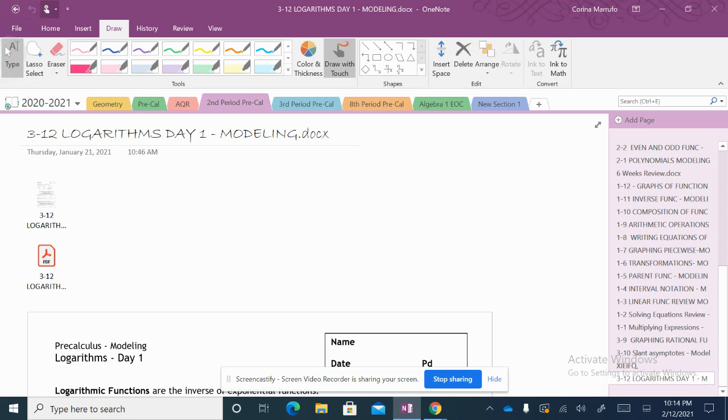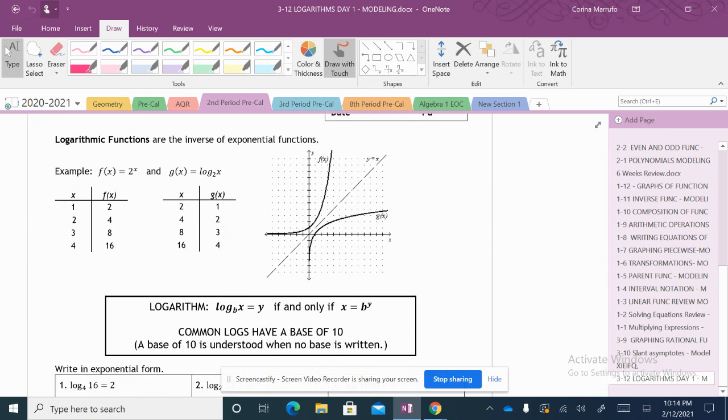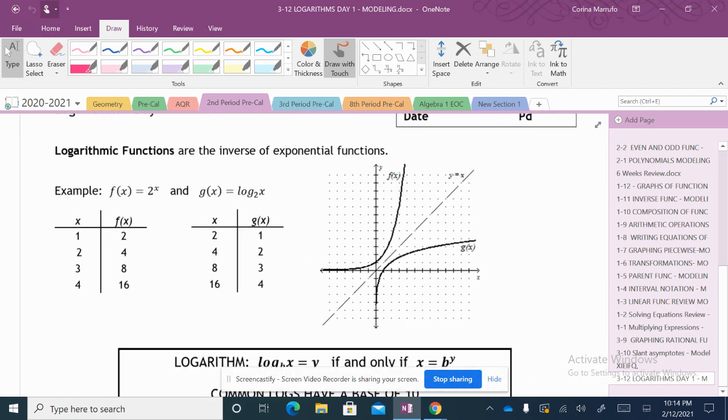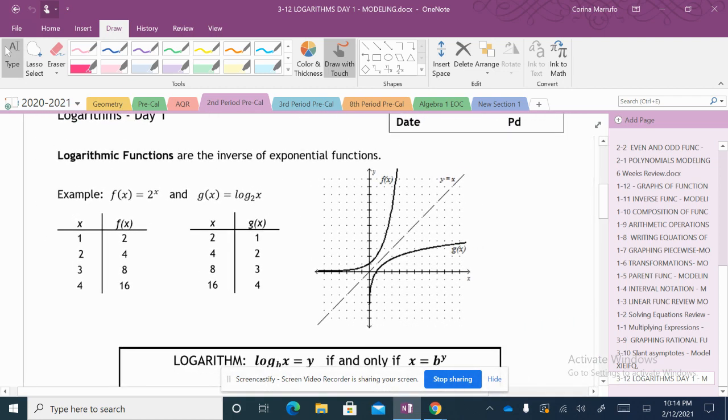All right, so our next subject area is logarithms. Logarithmic functions are the inverse of exponential functions. So they're actually the opposite. For example, if you have 2 to the x power here, this is considered an exponential function. Its inverse would be log base 2 of x.